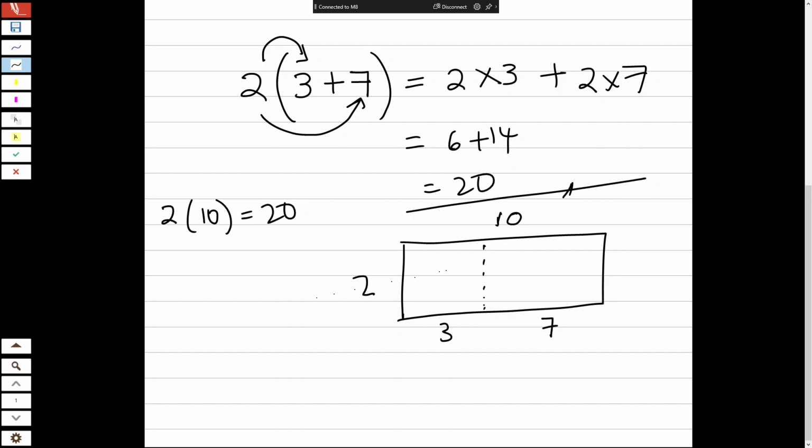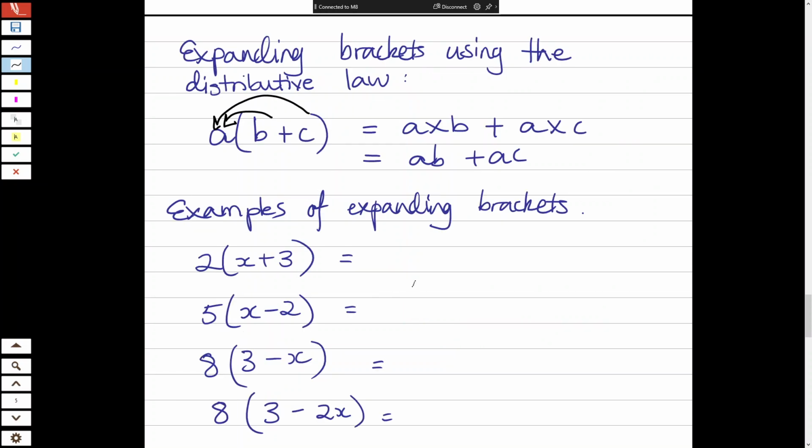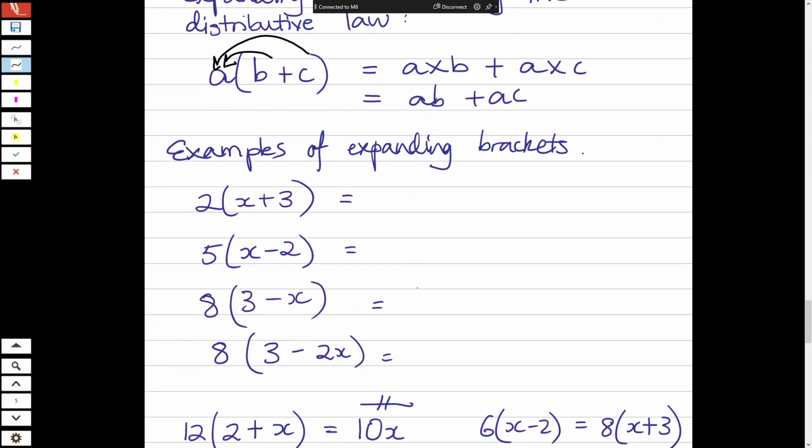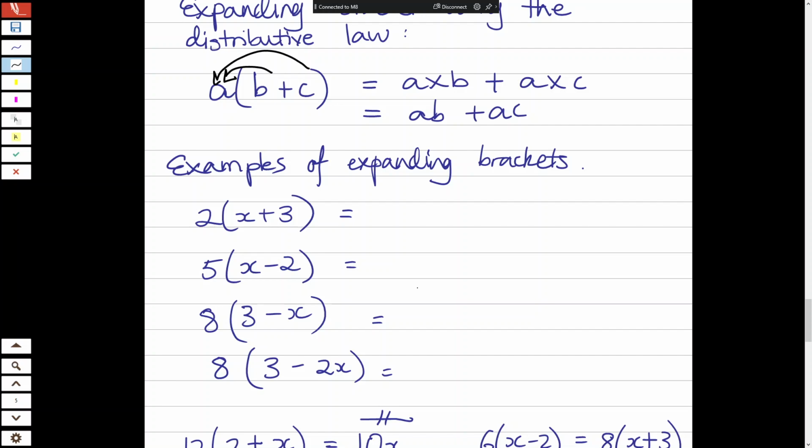Okay. So you could have a 2 by 10 rectangle like this. Area is 20. Or I could split it into 6 plus 14. Also giving me 20. This is a visual representation of expanding brackets or the distributive law. Okay? So I can split 10 however I want, but I can still multiply them and add them back up and get the same answer. All right? But if you don't want to go through all that, you can just memorize the rule, which is what I did when I was at school.